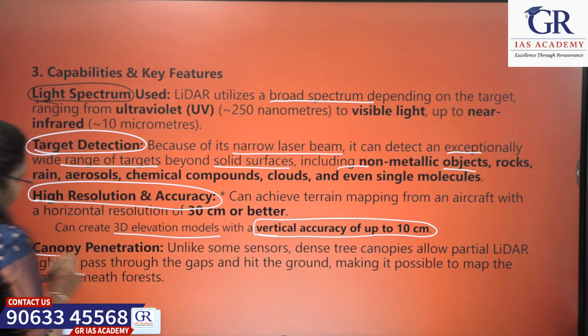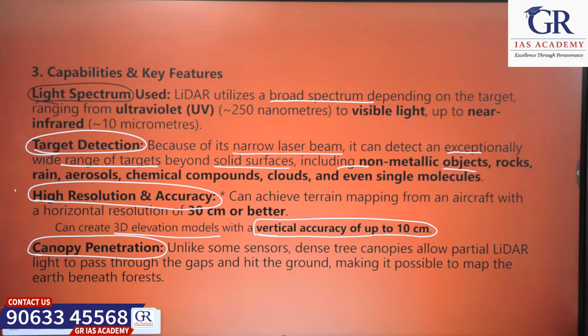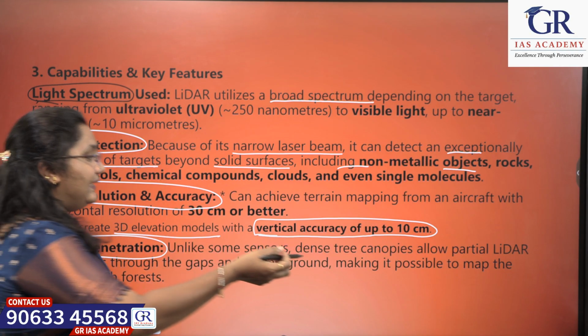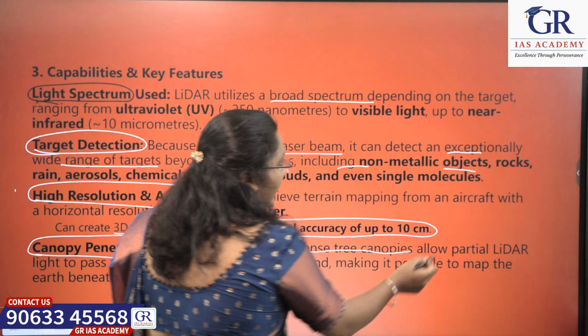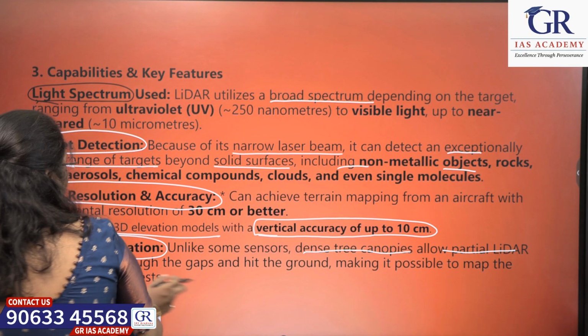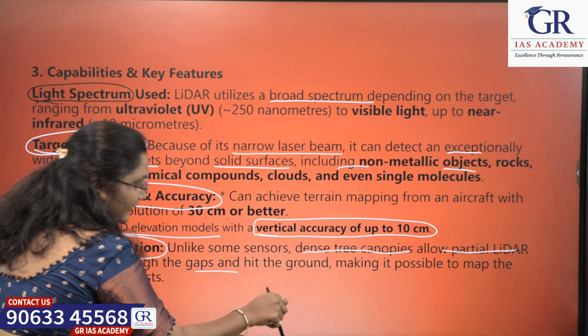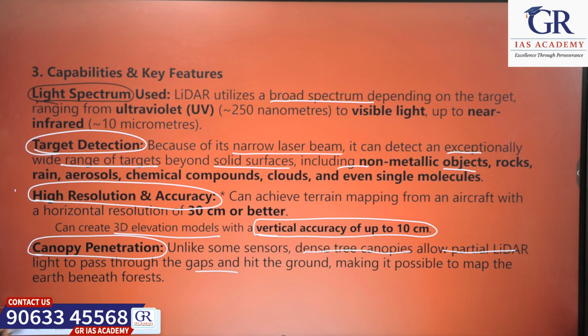Next, canopy penetration. Unlike some sensors, dense tree canopies allow partial LiDAR light to pass through the gaps and hit the ground, making it possible to map the earth beneath the forests.